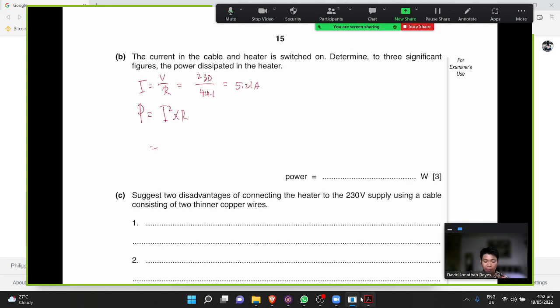Then use that to solve for the value. 5.21 squared multiplied by 44.1. Okay. 5.21 squared times 44.1, you get 1197, so about 1190 watts. This is your final answer.